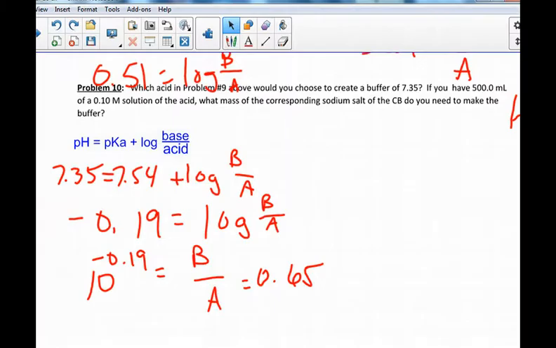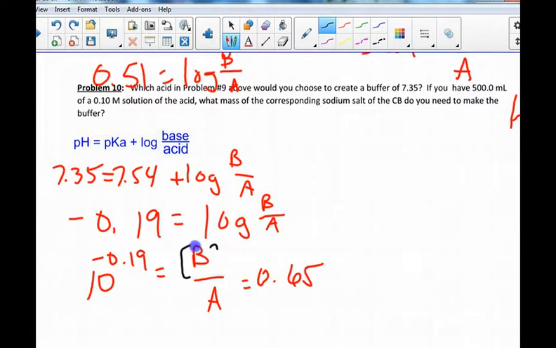All right, so did you get this far? Did you get that ratio? Again, I emphasized not too long ago, what are these values? I just wrote B over A. Maybe I'm getting a little lazy. Perhaps it would make more sense if I did this, which truly means the molarity of the base over the molarity of the acid equals 0.65.